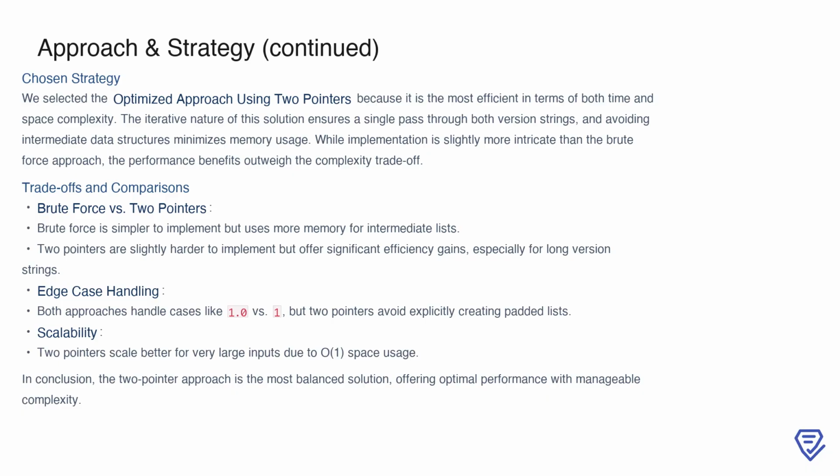Comparing the two approaches, the brute force method is simpler to implement but incurs additional memory overhead due to the creation of intermediate lists and explicit handling of padding. In contrast, the two-pointer method scales better for large inputs, as it operates with constant space. Both methods handle edge cases, such as comparing 1.0 with 1, but the two-pointer approach does so without creating unnecessary padding. Ultimately, the two-pointer strategy is the most balanced and scalable solution, combining optimal performance with manageable complexity.